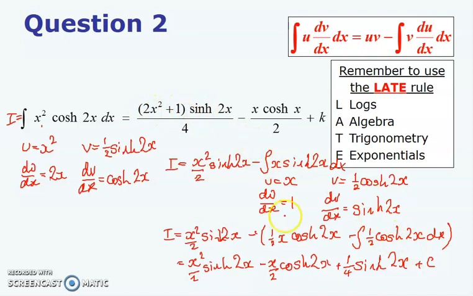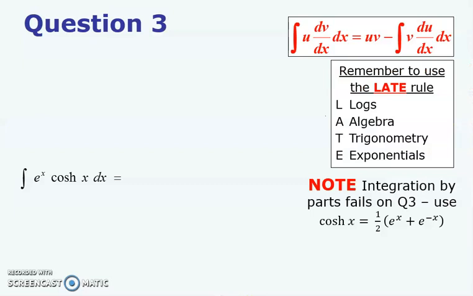In this answer they've taken sine out as a common factor, but other than that it looks the same to me. They've got a quarter and they've had to double that. Yeah, so that looks the same.